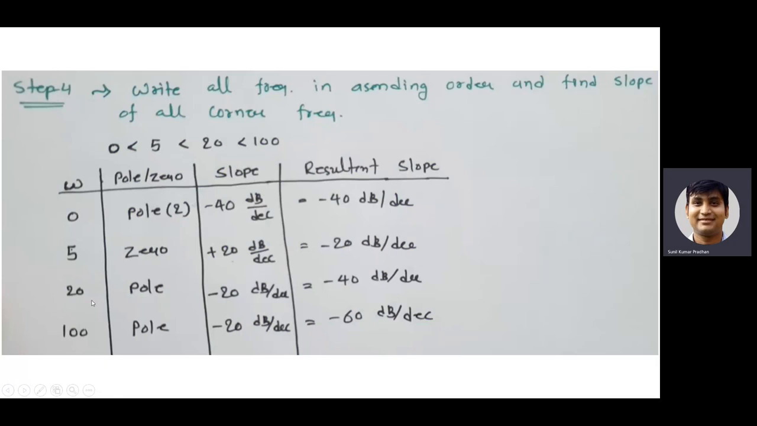Then your next corner frequency is 20. At omega equal to 20 there is a pole, so the slope is minus 20 dB per decade, and the resultant slope is minus 40 dB per decade. At omega equal to 100, either a pole or a zero is there. If you can see, a pole is there, so the slope is minus 20 dB per decade.